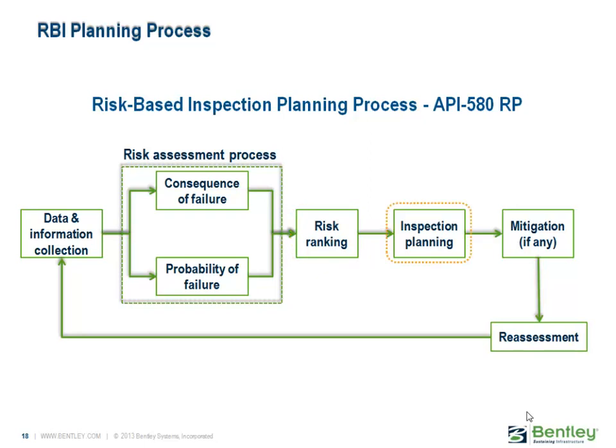Risk ranking is followed by inspection planning. The primary product of an RBI effort should be an inspection plan for each evaluated equipment. If inspection is a cost-effective means for risk management for this equipment, plans should describe the type, scope, and timing of the recommended inspections.